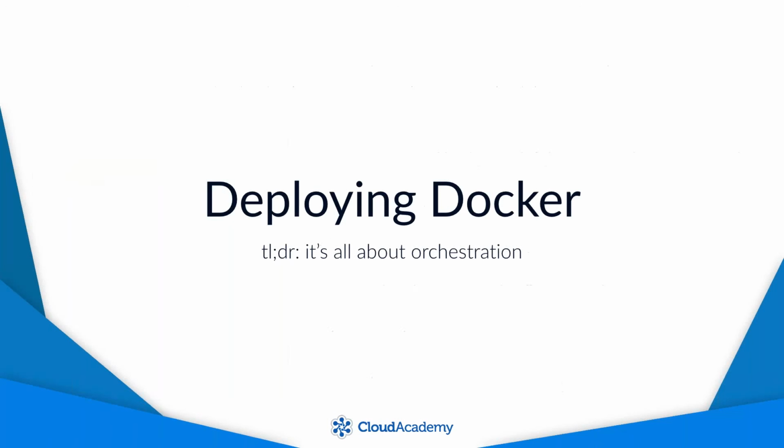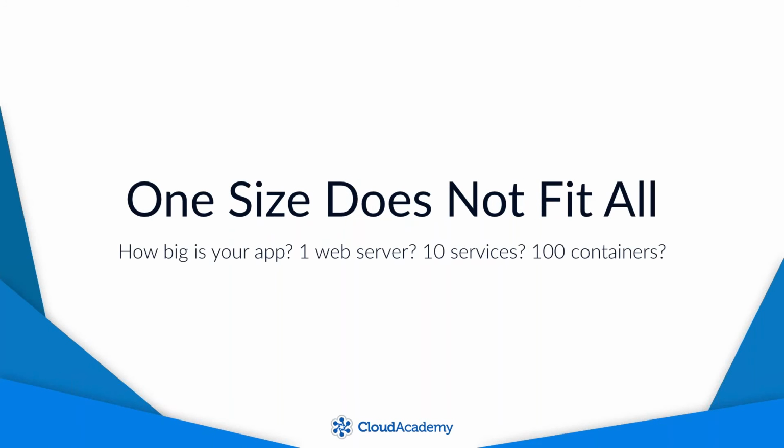So we're talking about deploying Docker, and the TLDR here is that it's all about orchestration, but there are many different sizes of applications, when we talk about microservices, service-oriented architecture, maybe even monoliths. The thing to take away here is that there are different deployment strategies that make sense for the size of your application. And the question you need to start asking is, how big is your application?